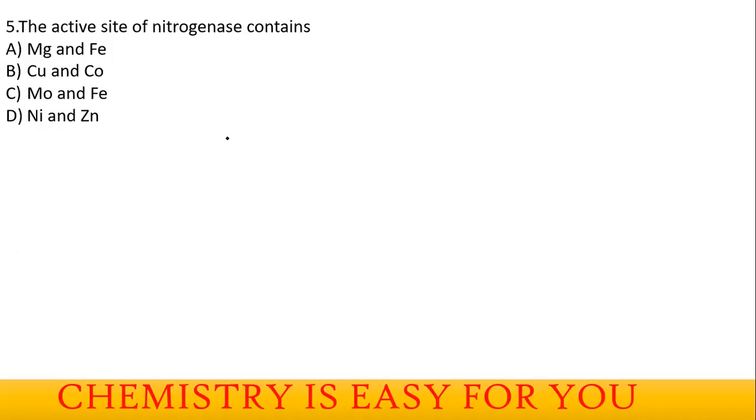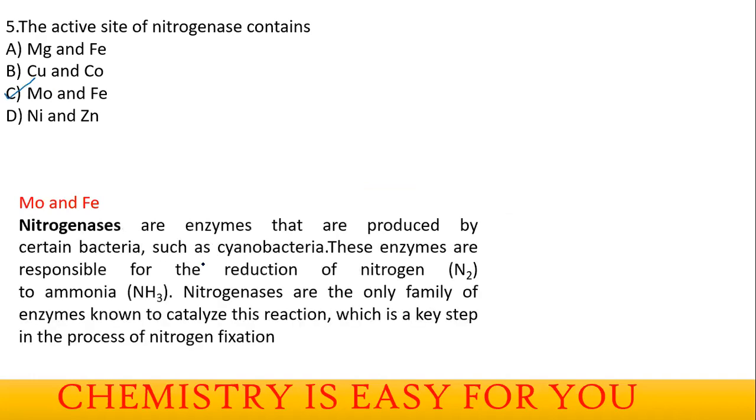Now the next question, the active site of nitrogenase contains. This is a question from bioinorganic chemistry. So the answer is Mo and Fe. These are the ones which are mainly found in the nitrogenase. So let's see what nitrogenases are. Nitrogenases are enzymes that are produced by blue-green algae, that is cyanobacteria, blue-green bacteria. So these are responsible for nitrogen fixation, and they help in the reduction of nitrogen to ammonia. So in this way nitrogen fixation takes place.